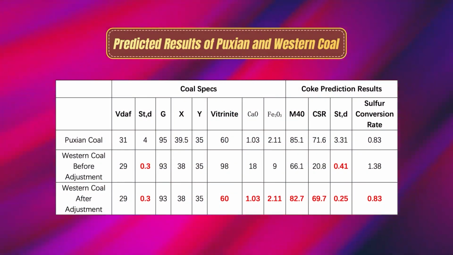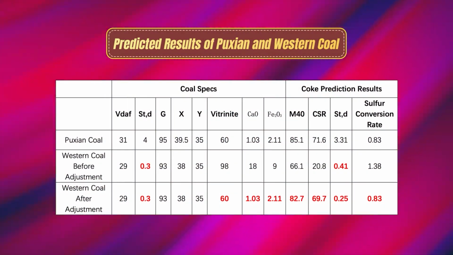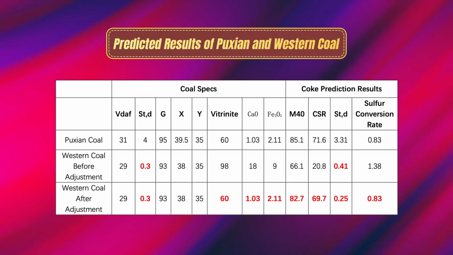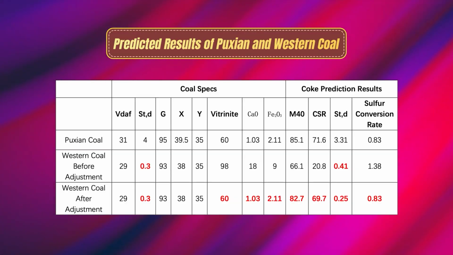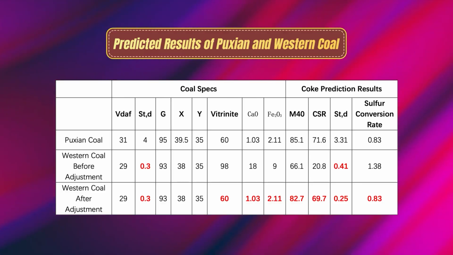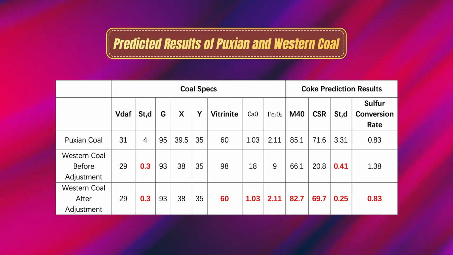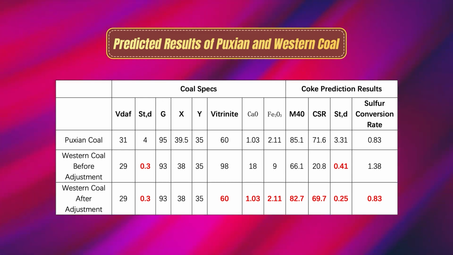At this point, we can see the predicted coke results for these two coals are basically identical. Meanwhile, the sulfur conversion rate for the western coal dropped significantly, nearing that of the Puxian coal. The coke sulfur content for the western coal has been adjusted from 0.11% higher than the coal to 0.05% lower than the coal.